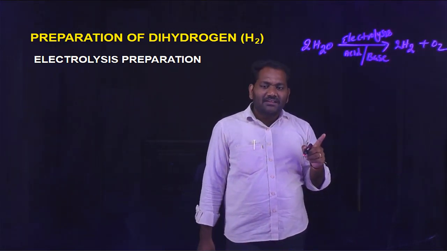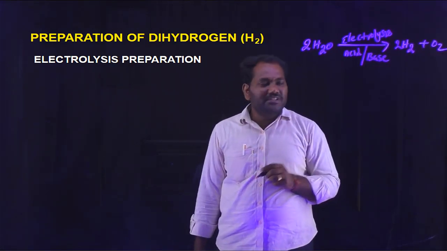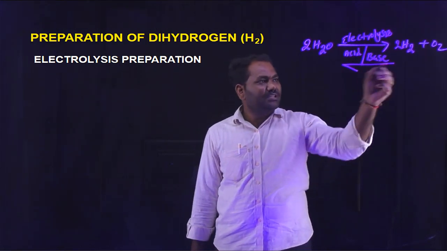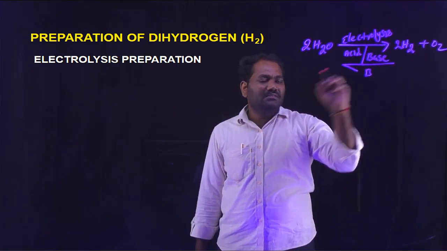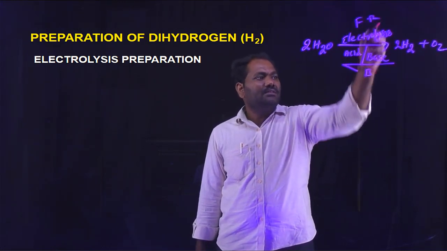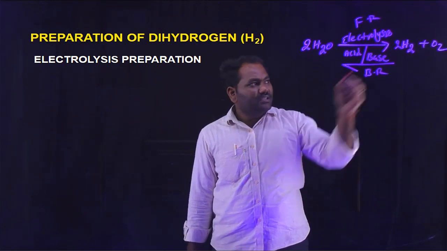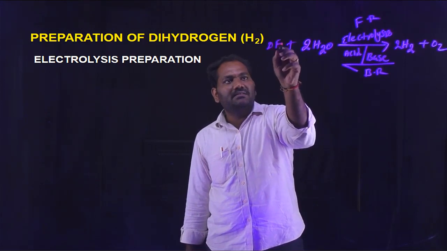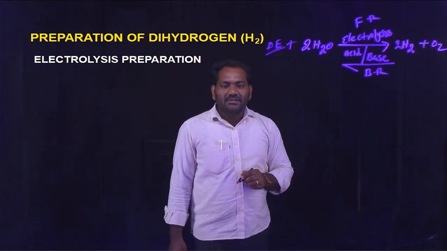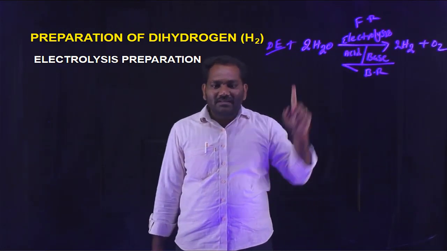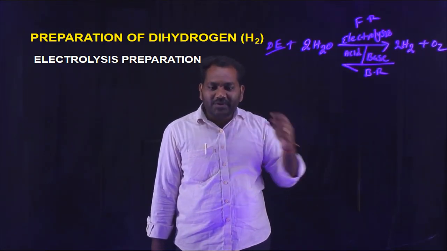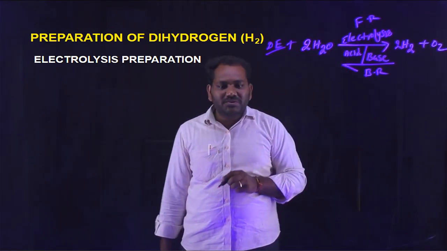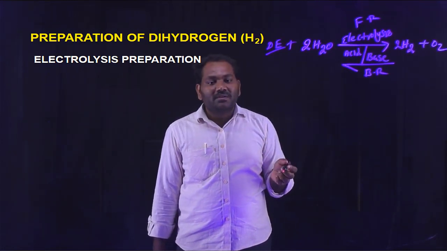Actually, it is a reversible reaction. This is called the forward reaction, and this is called the backward reaction. H2 plus O2 gives H2O plus energy, electrical energy. This backward reaction is used in rockets to produce electrical energy. The forward reaction is used for the preparation of pure hydrogen.